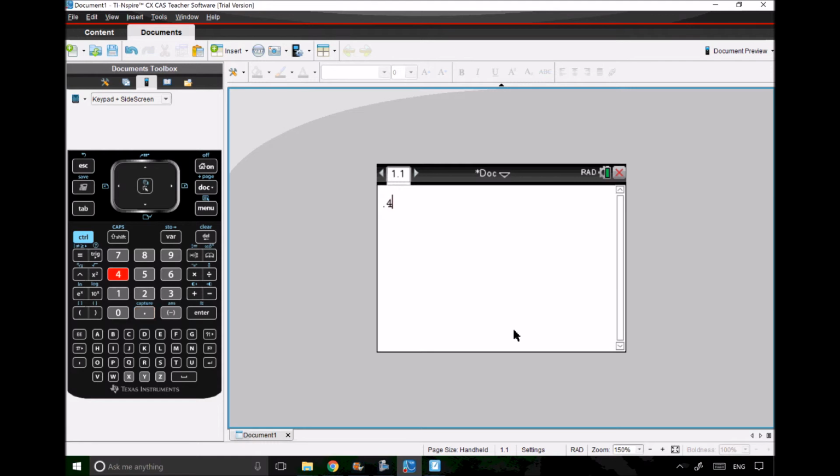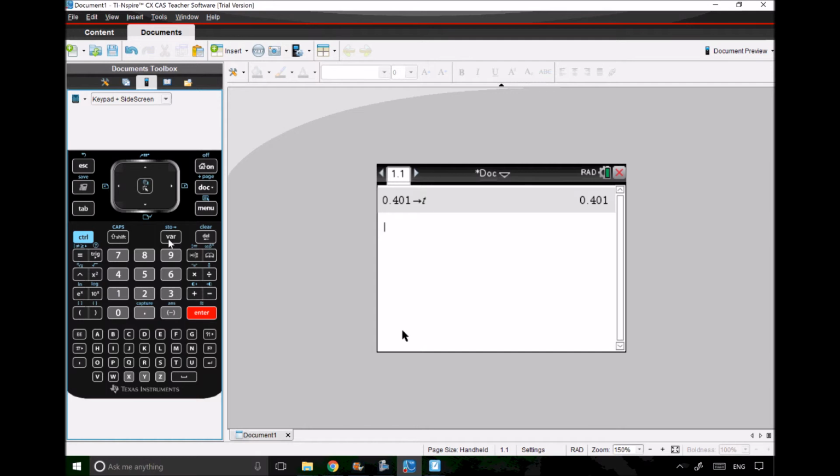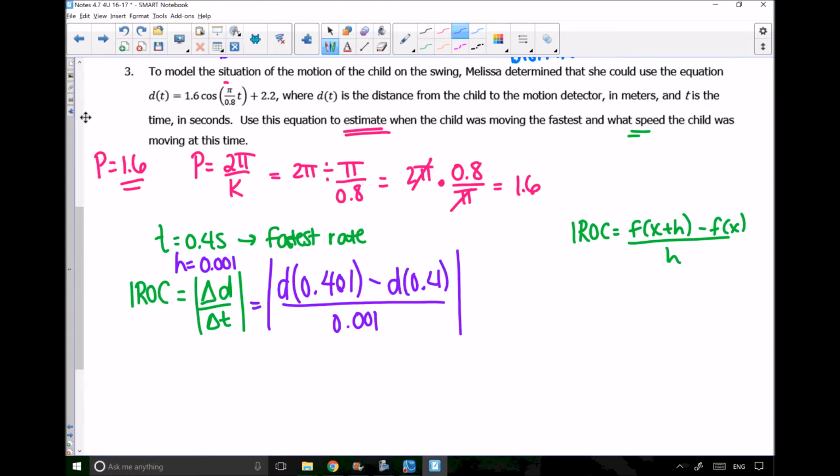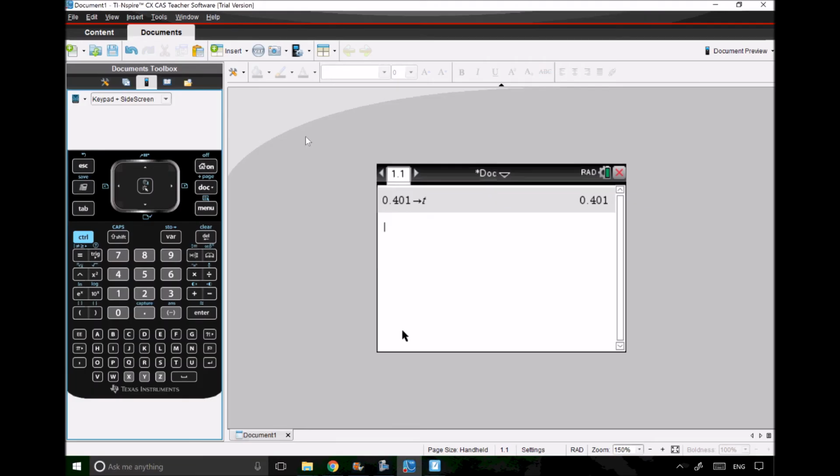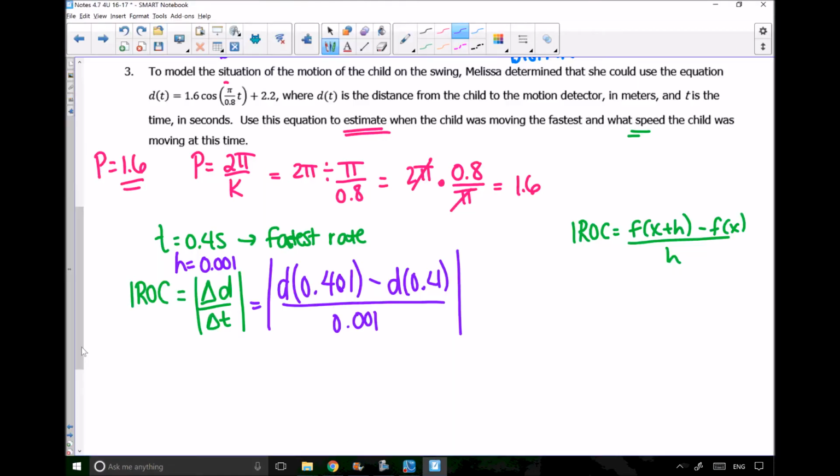So I'm going to store 0.401 in as my t value because that's my independent value that we have in our function. And then I'm just going to type this in. So I'm going to type in 1.6 cosine of pi over 0.8 t plus 2.2. So 1.6 times the cosine of, right here in my numerator, I've got pi over 0.8 times t plus 2.2, and I get 2.19372, okay?